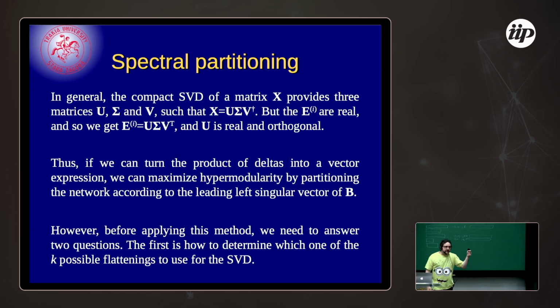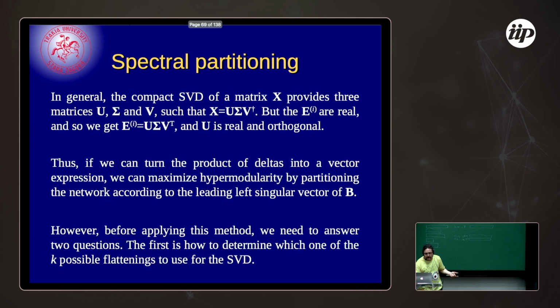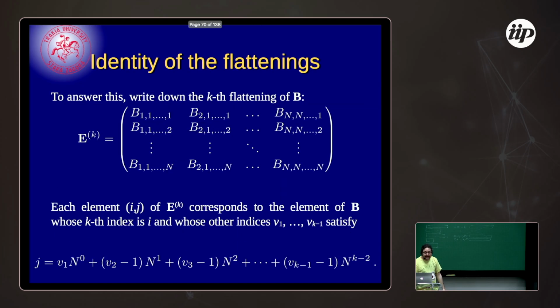We do it in a certain way, which we're going to see, but now we go back here to the problem. E of I, right? So if you have a K uniform hypergraph, you have K possible flattenings. Which one is the right one to use? Oops, sorry, the first question, right? There's two things to see. One is which of the K possible flattenings to use. And the answer is it doesn't matter. And I'll show you why.